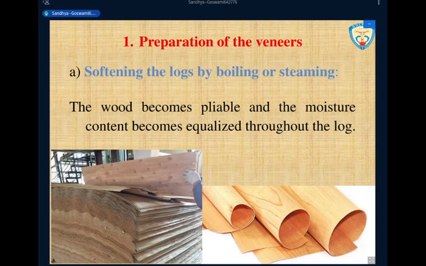Now we will start with the first step, the preparation of veneers. As we know, veneers are thin slices of wood. Here in the picture, you can see thin slices of wood piled up. And when we sharpen our pencils, we also get those thin slices of wood, which you can also call veneer. The difference is that it is very small in size, but it is also a kind of veneer.